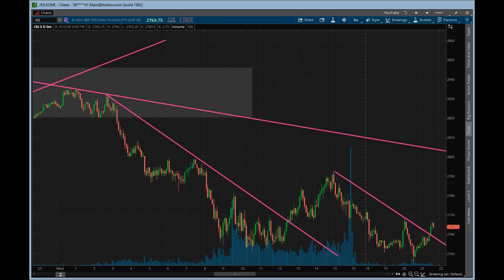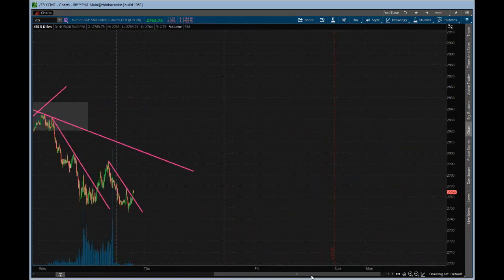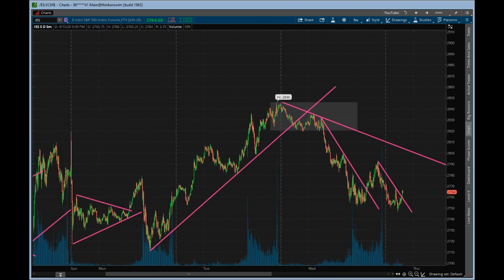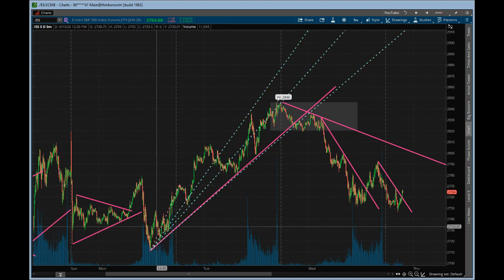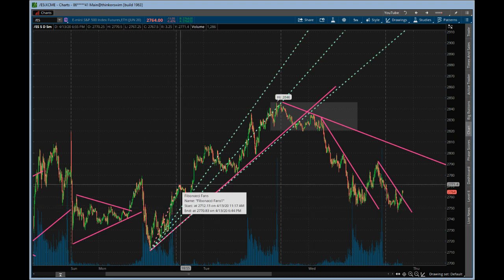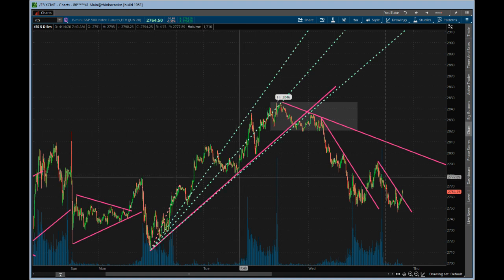Again, it's just a cool tool to use. Another option here is we can look at it to the upside. Sometimes it gets really steep and it just doesn't make sense. But once you can find a nice pivot level like this, you can see how important it is. We went from this low to this high right here, and it gave you your base fan line, which is perfect.